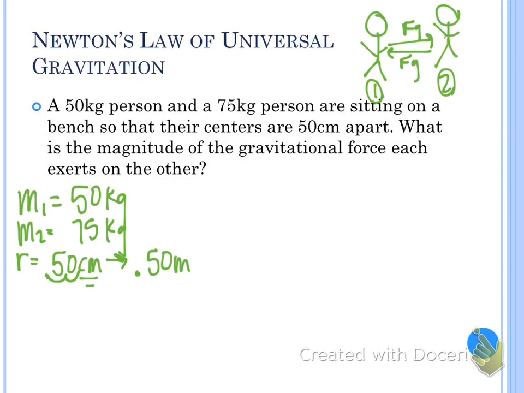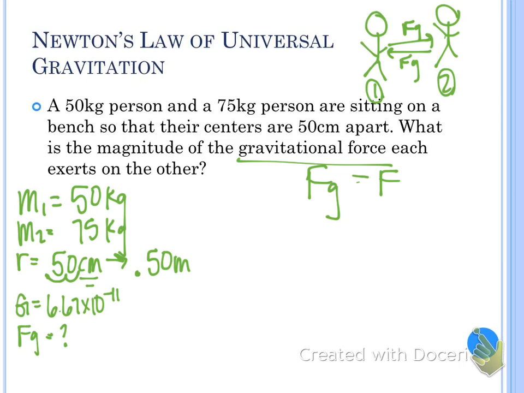And then we know our G value. We know big G is equal to 6.67 times 10 to the negative 11th. And we're going to solve here for F sub G because it asks us what's the magnitude of the gravitational force. So that means we're solving for F sub G, or just F in our equation. So we're going to use Newton's universal law of gravitation: F equals G m1 times m2 over r squared. It's important for you to realize that these masses should be multiplied by each other, not added together.